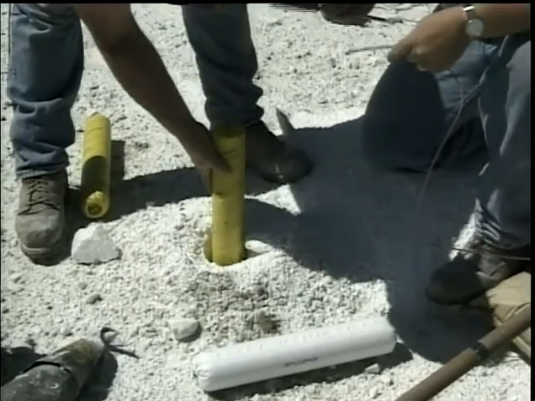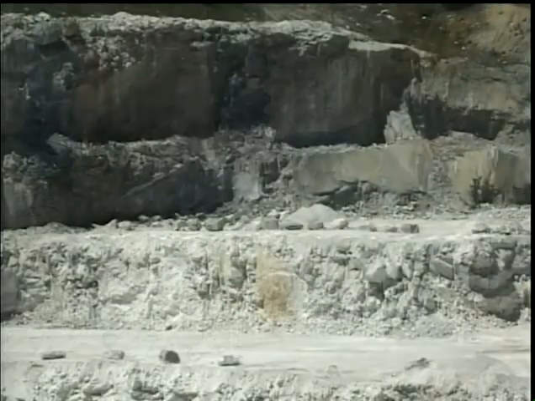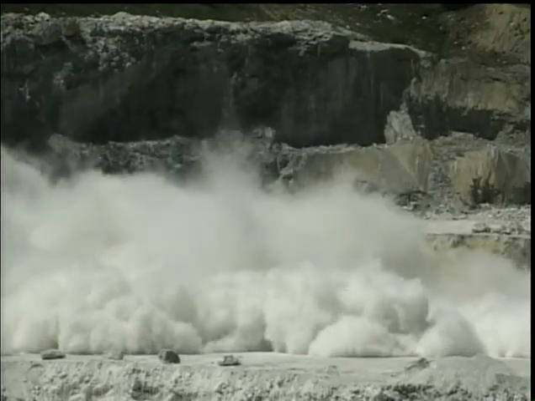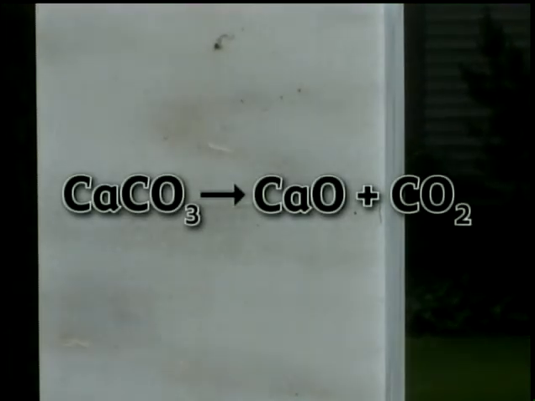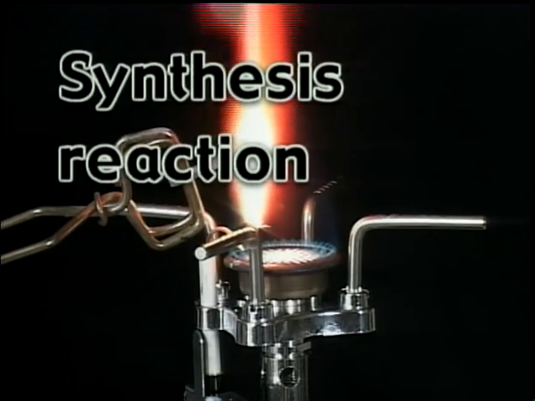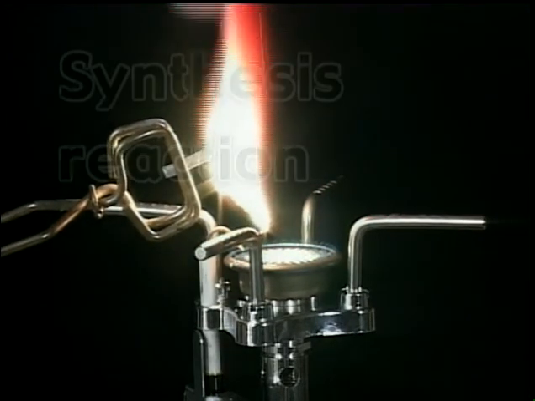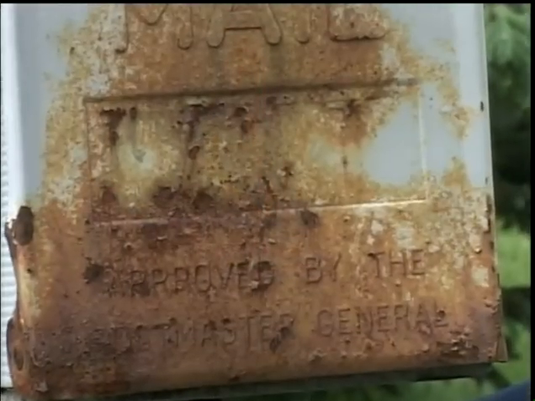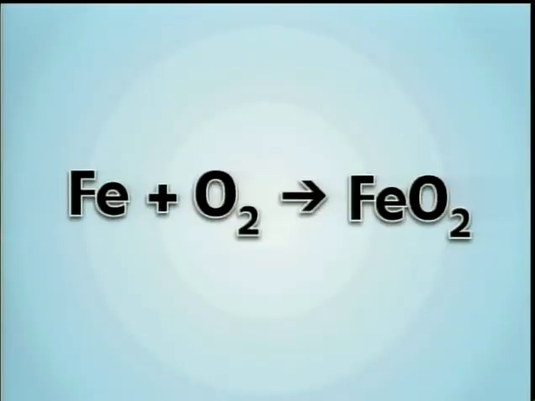One type of reaction is called a decomposition reaction. A decomposition reaction occurs when a complex substance is broken down into two or more simpler substances. For example, calcium carbonate in this marble can decompose into calcium oxide and carbon dioxide. The opposite of a decomposition reaction is a synthesis reaction. In a synthesis reaction, two or more simple substances combine to form a new complex substance. For example, in the process of rusting, iron and oxygen combine to form iron oxide.